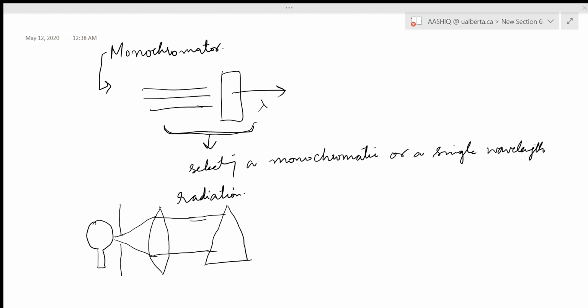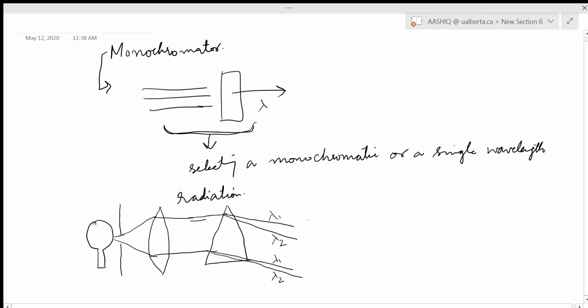What does it do? It breaks this radiation into its constituent wavelengths, okay? Let's say they are lambda 1 and lambda 2. Because it comes from the same source, it will be broken into its constituent radiations in the same way, because these are all actually the same radiations. So lambda 1 and lambda 2.